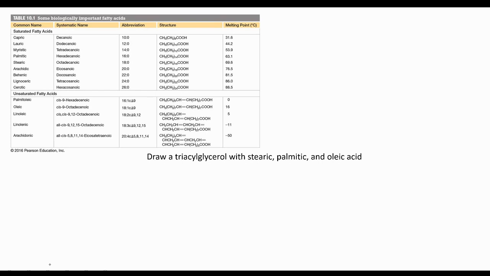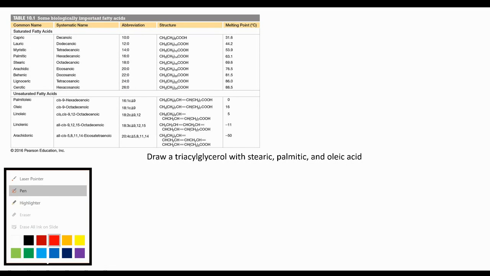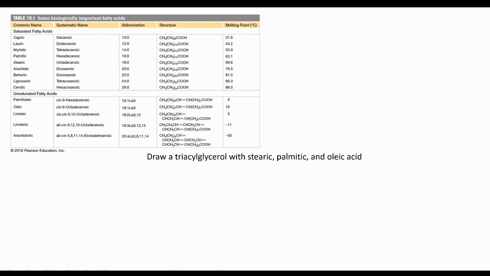I'm going to make sure I'm on my pen, and let's go with blue, I guess. These are our fatty acids, and if you notice, they're condensed structures. The important part is that they have a carboxylic acid group here. One of our more famous ones that we'll use is palmitic, stearic, and oleic for today's discussion.